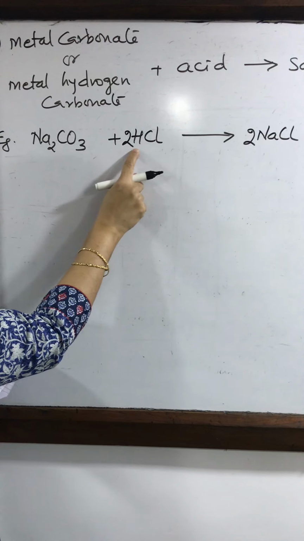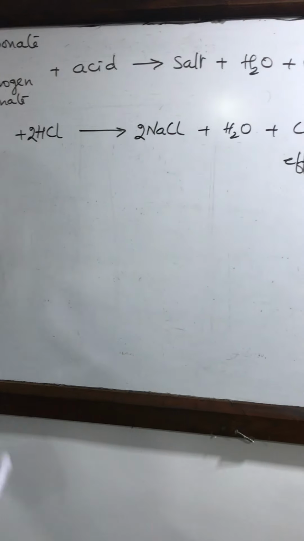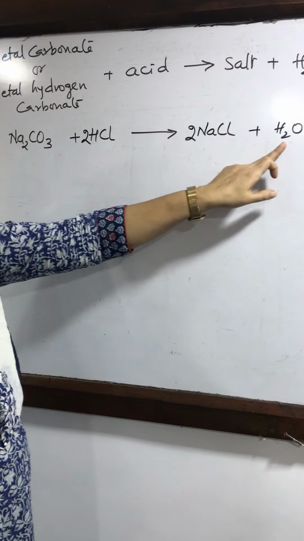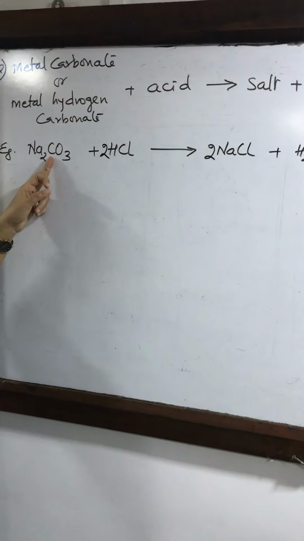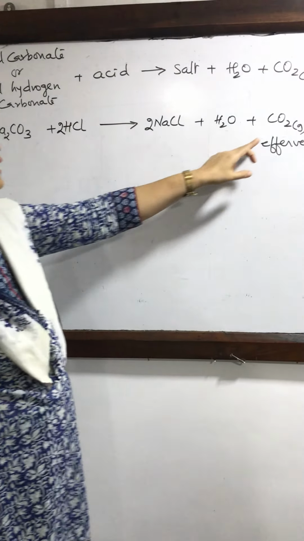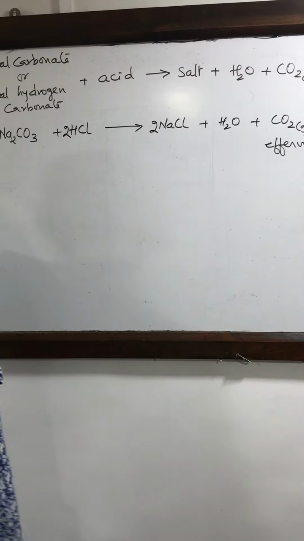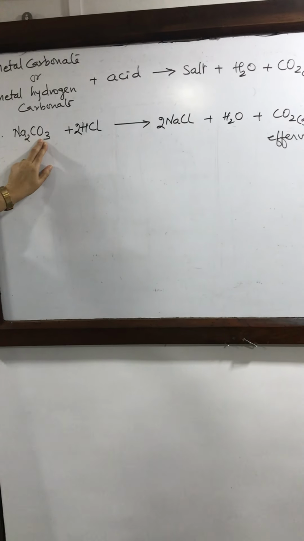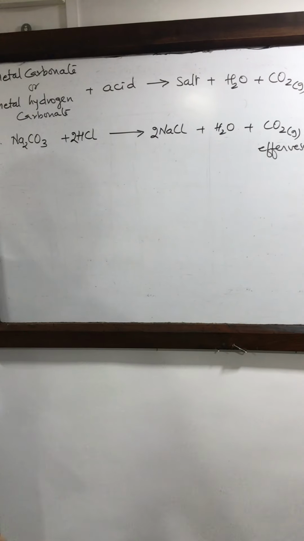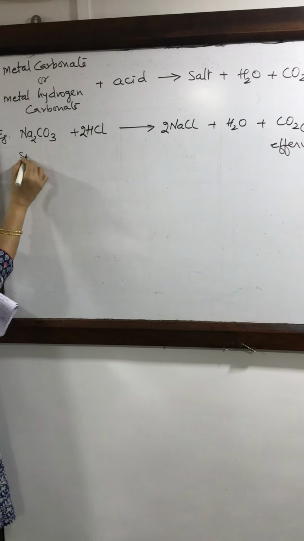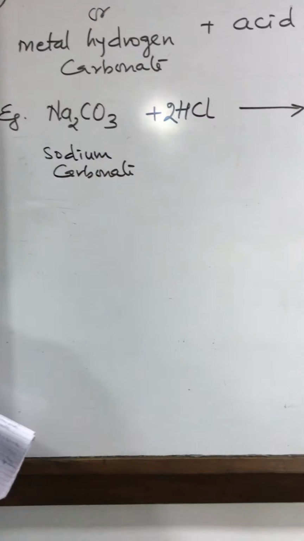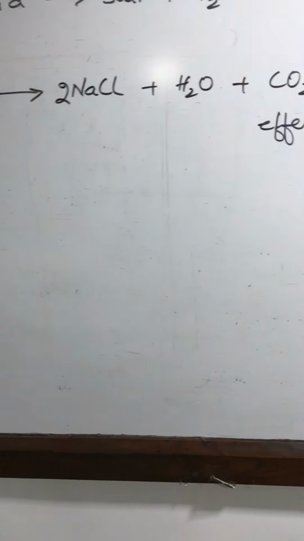If you count the number of hydrogen atoms on the reactant side, it is 2, and on the product side it is also 2. So hydrogen is also balanced. The number of carbon atoms on the reactant side is only 1 and on the product side is also 1. So carbon is balanced. We have 3 oxygen on the reactant side and we have 1 plus 2, that is 3 oxygens on the product side. That balances the equation. So sodium carbonate when mixed with acid will release carbon dioxide gas.